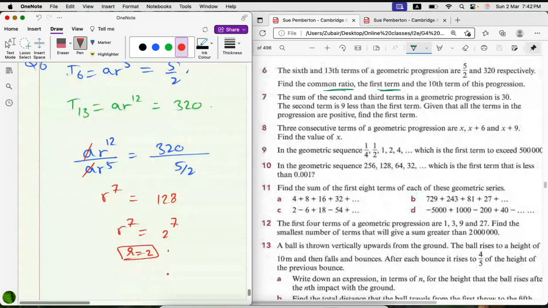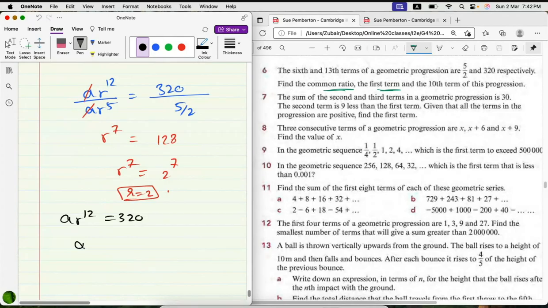And then we solve for A. I'm using the second equation. A R raised to power 12 is equal to 320. A is equal to 320 over 2 raised to power 12.